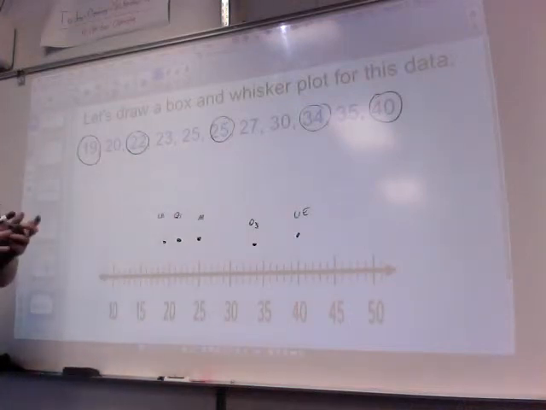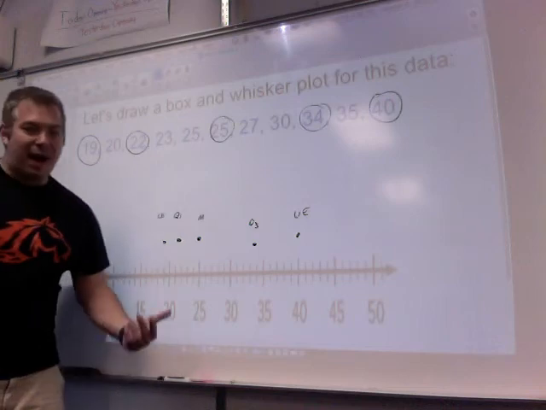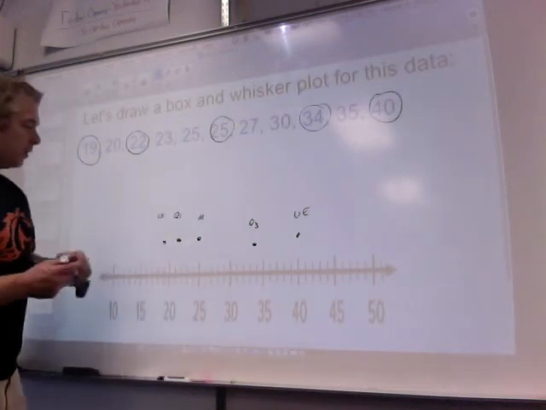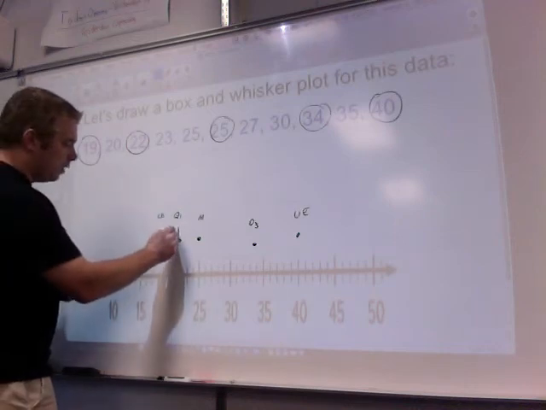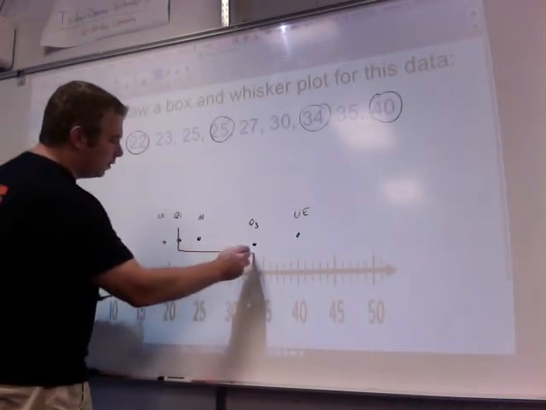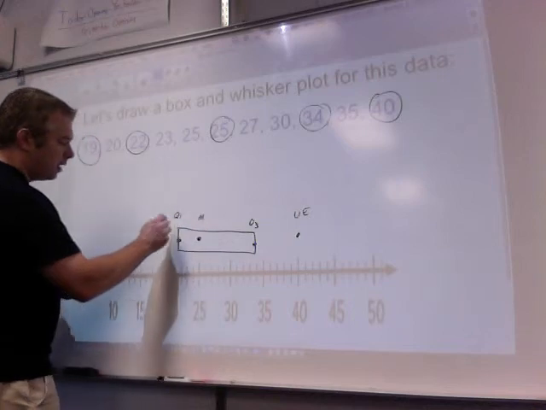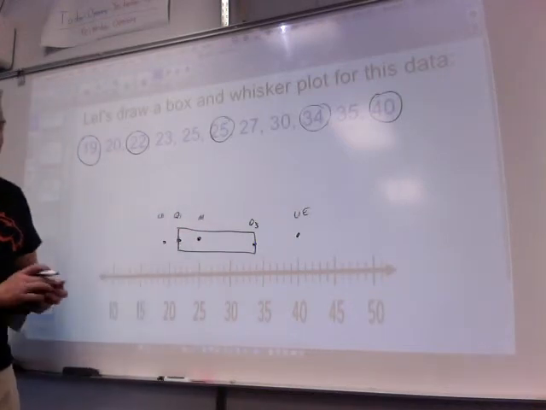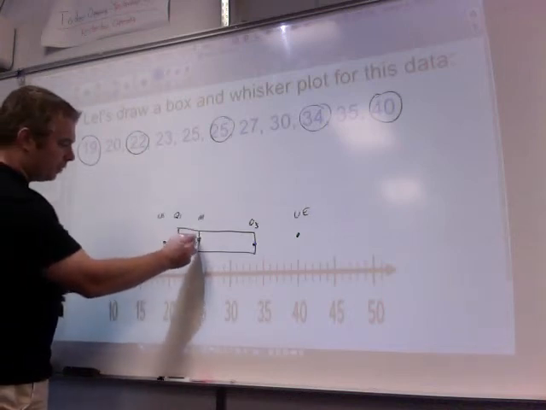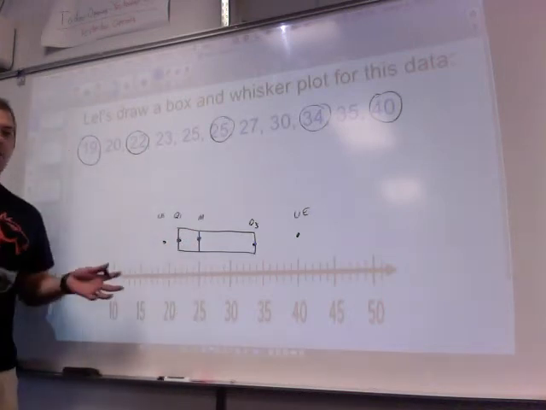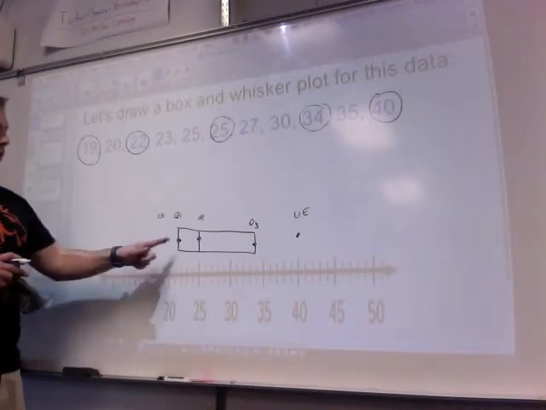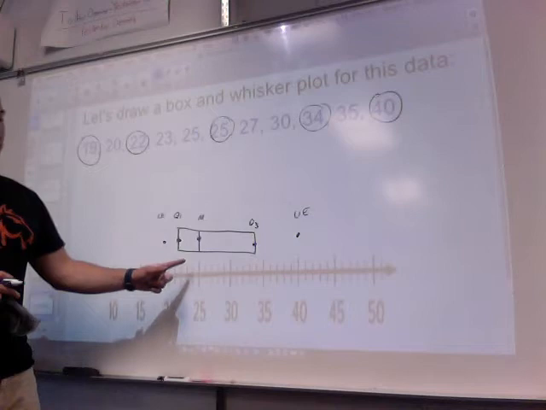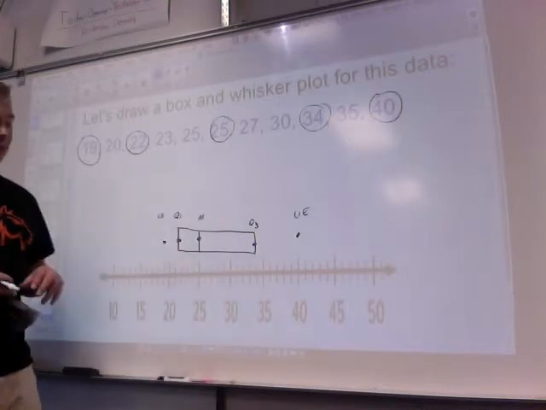Now, I've got to remember that my box for my box and whisker goes from quartile 1 to quartile 3. So I'm going to draw a box from quartile 1 to quartile 3, kind of keeping my dots in the middle. And where my median is, I'm going to draw a line straight down through my median point. So I'm done with my box part. Okay? Quartile 1, quartile 3, and the median. Notice the median is not right in the middle of this box.